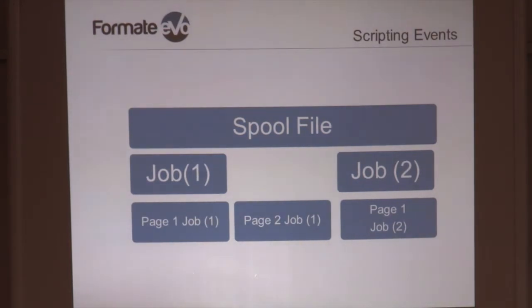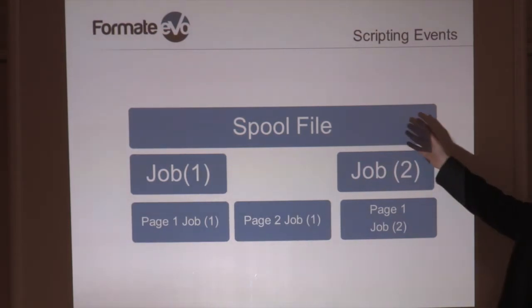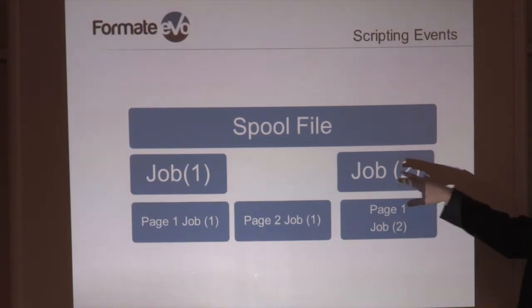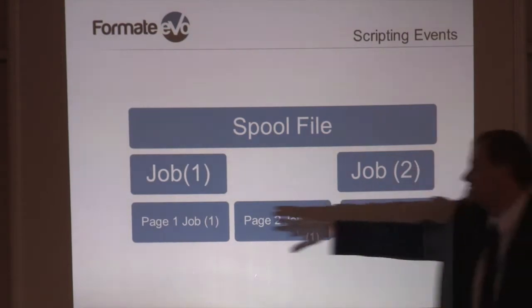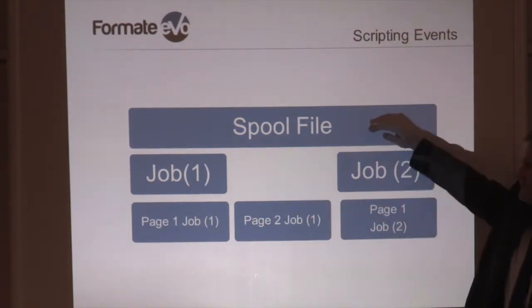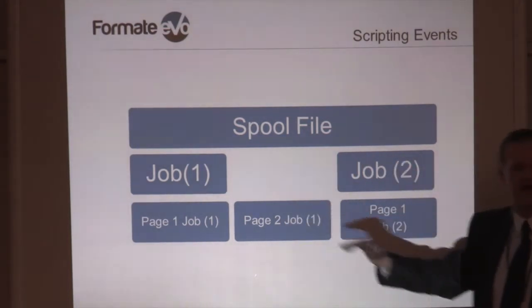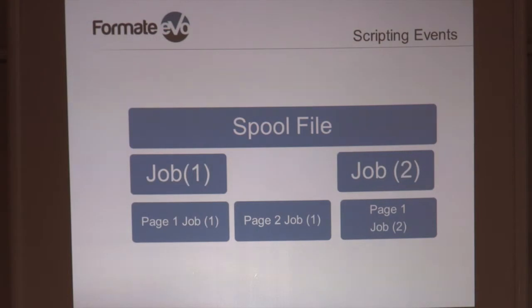Most people who do any work with Formate will be familiar with the concept of the events within Formate. We have an event when the spool file arrives, or the timer fires, but in this case we'll say when the spool file arrives. The spool file gets split into individual jobs. Jobs have individual numbers of pages, so we have an event when the spool file arrives, an event for each job, and an event for each page within each job.